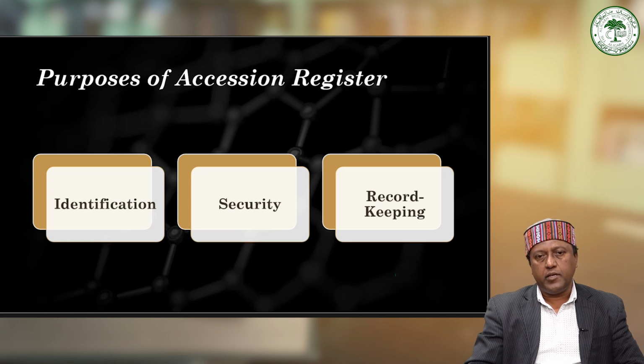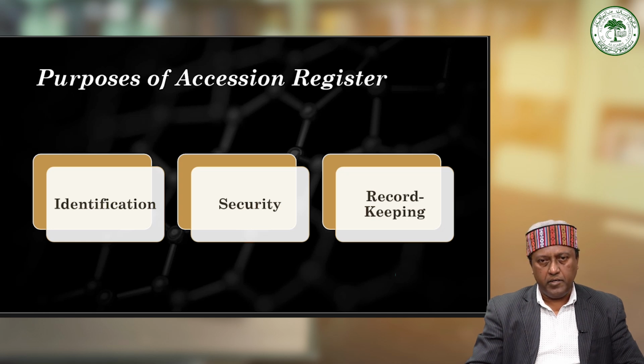Reproducing the accession number on various pages within the book, such as the back of the title page, a secret page, and the last page, along with copies of relevant documents like bills and cash memos, serves multiple purposes. The first primary purpose is identification. Having the accession number printed on multiple pages of the book facilitates quick identification and verification of the book's accession details.